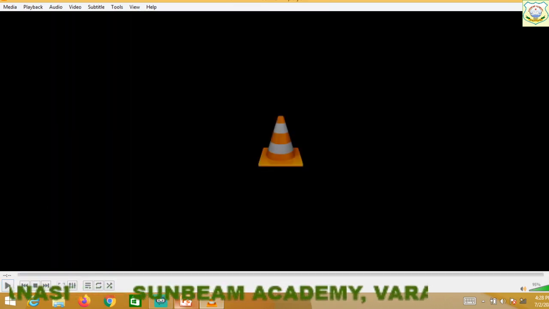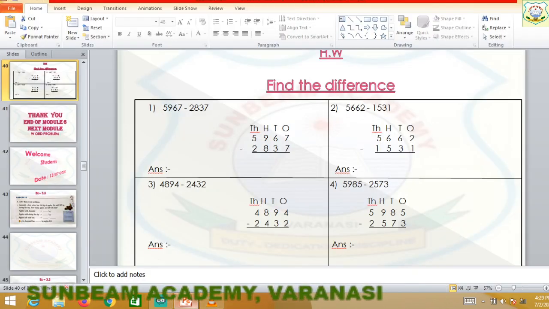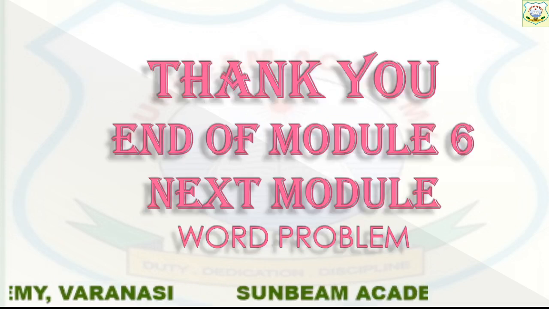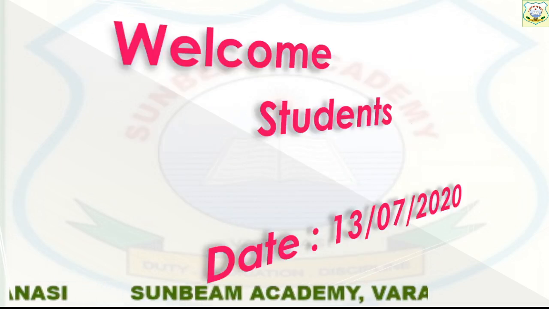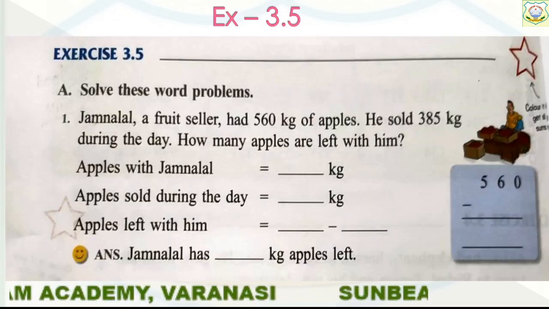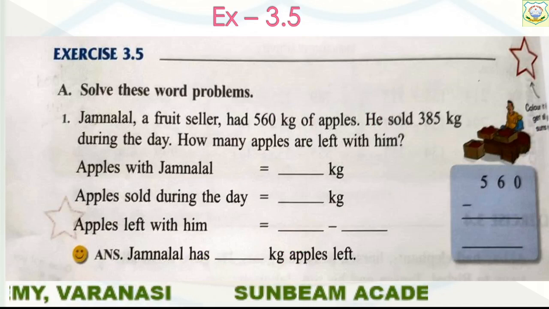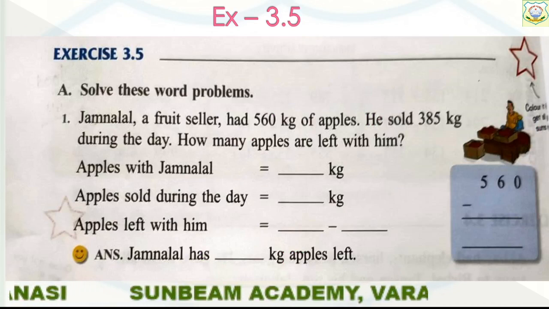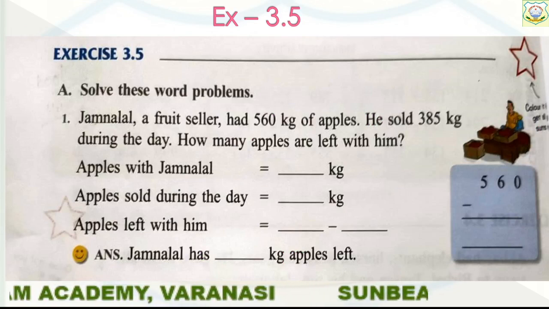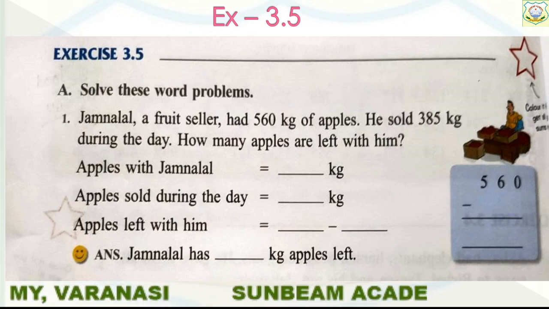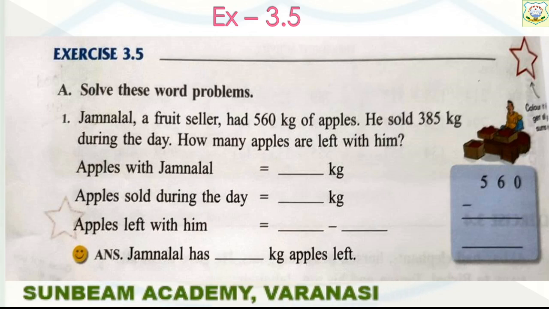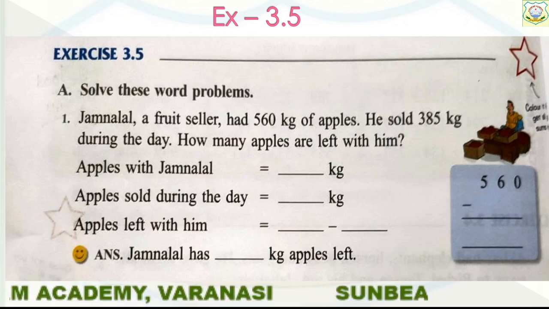Okay, now let's move towards our work. So you have already checked your answers. Now today we are going to do the book work. So all of you take out exercise 3.5 in your book. Open your books. Exercise 3.5. I'm telling you the page number, and the page number is 52. All of you open page number 52.